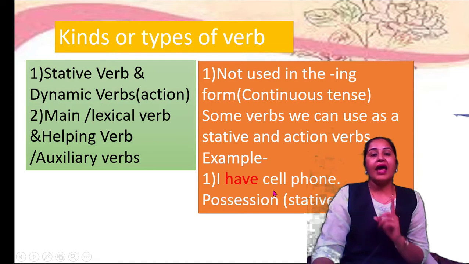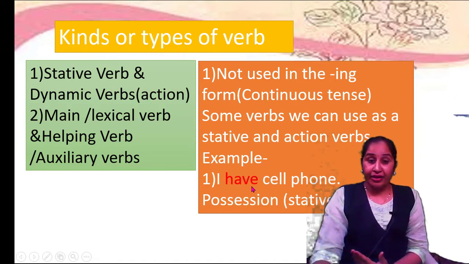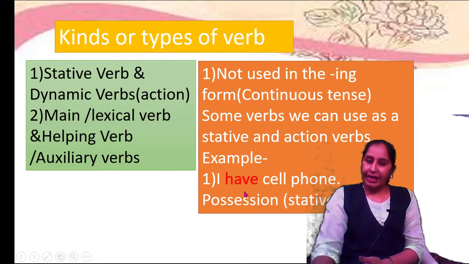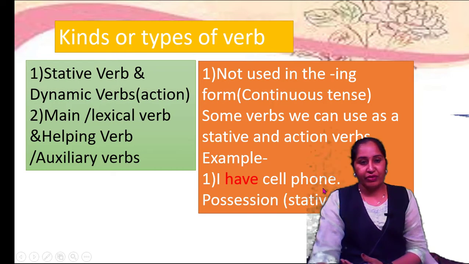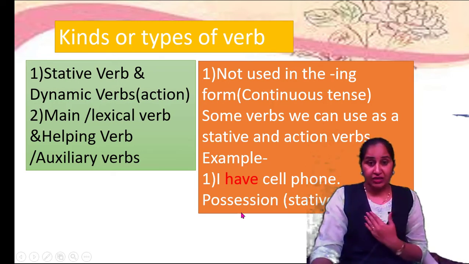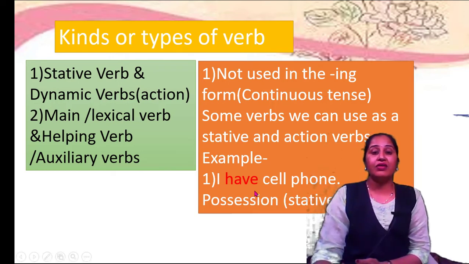For example, I have a cell phone. Here, I is the subject and have is the stative verb. It shows that I have a cell phone. Cell phone is the object, or the remaining part of the sentence. Have shows possession here, stative. The cell phone belongs to me; I have it. That's why this is possession, or the stative verb.